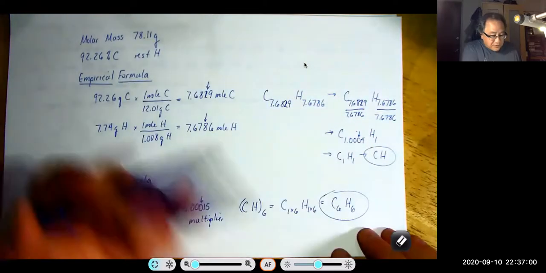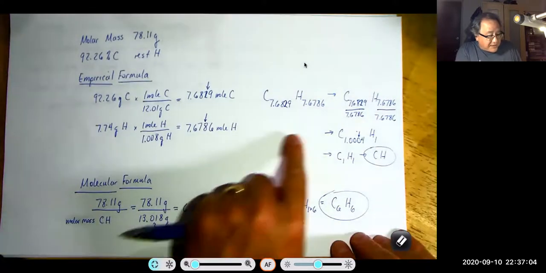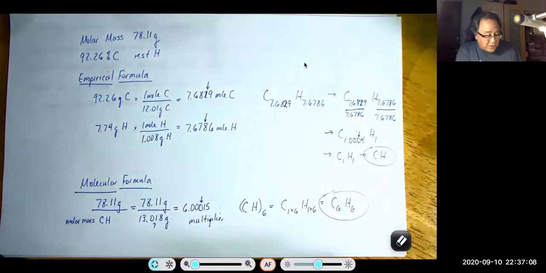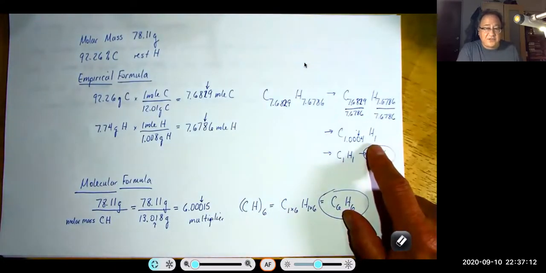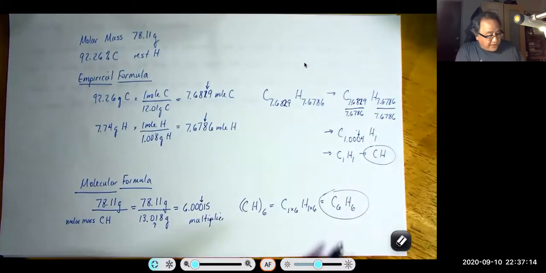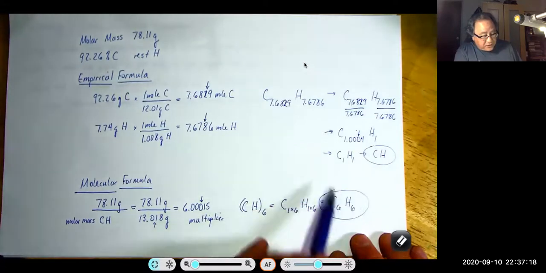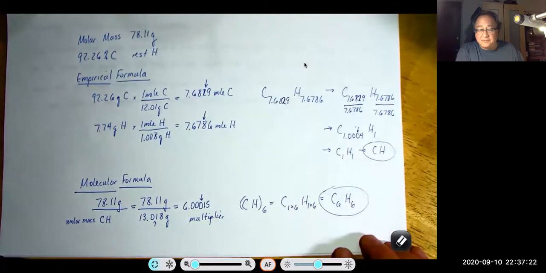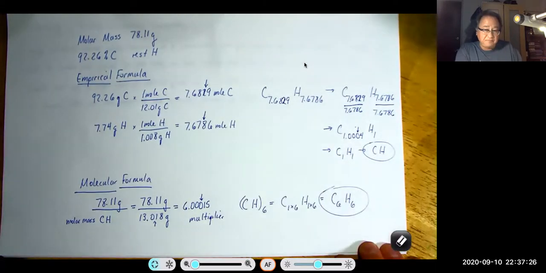But just to show you the method, just in case it doesn't end up being a 1-to-1 ratio, I'm going to divide each of these by the smaller of the two. And the reason I divide by the smaller of the two is because I'm sure to get a 1 in my answer. So here, 1.0004 rounds to 1. So I get C1H1, and we don't write the ones in the empirical formula. So this is the empirical formula, 1-to-1.